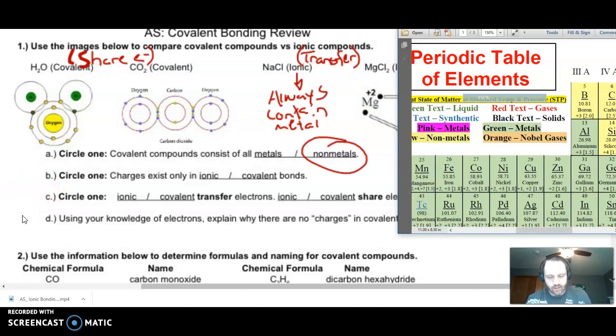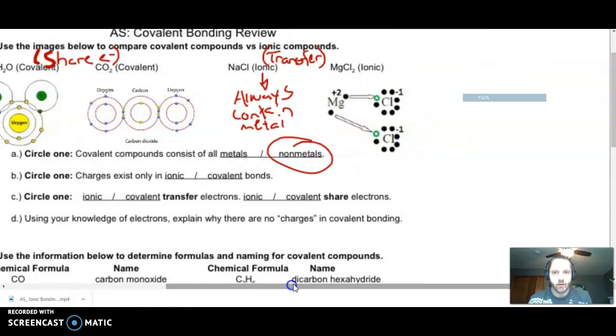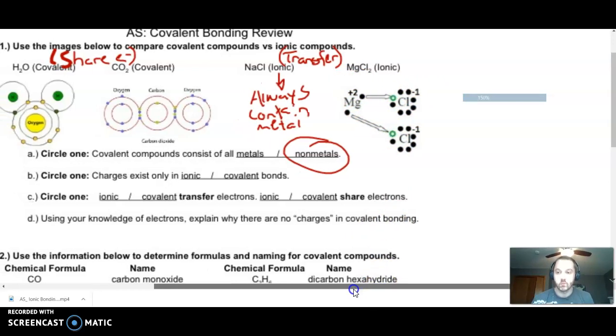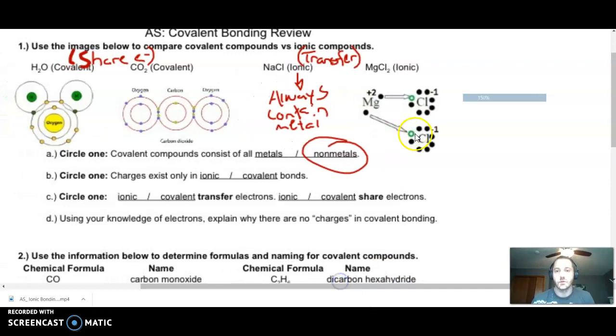Charges exist only in ionic compounds, and that's another thing we can see here looking at our assignment. Looking at these examples, we can see that only in the ionic do we label charges. Why? Because charge indicates electrons or protons are winning, quote unquote, winning the battle. There's more protons or more electrons. Well, covalent, since they share electrons, they're not gaining or losing electrons. So that doesn't apply. So charges only exist in ionic. And so we're going to say charges exist only in ionic compounds.